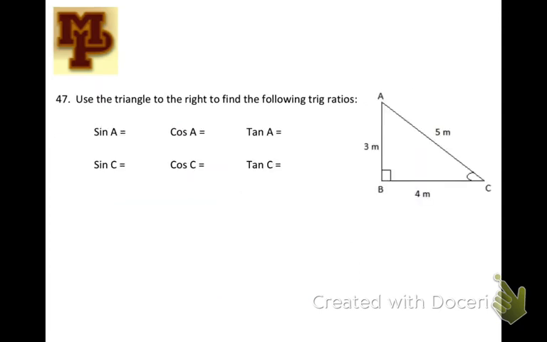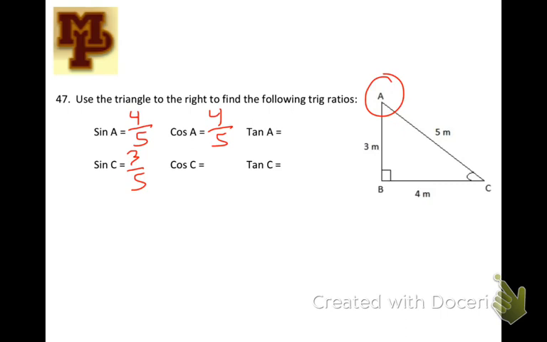Okay, this is just establishing the ratio of the sides. So sine of A is opposite over hypotenuse, so that would be 4/5. Sine of C is opposite over hypotenuse, so that would be 3/5. Cosine of A, adjacent over hypotenuse, so that's 4/5.